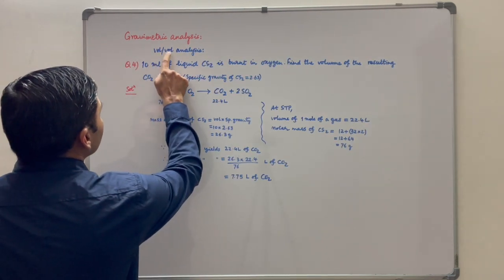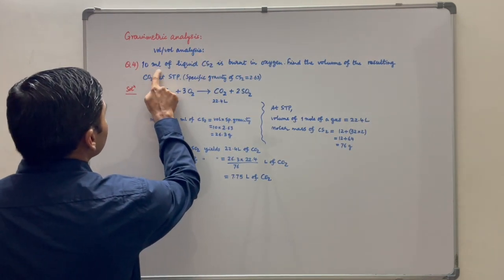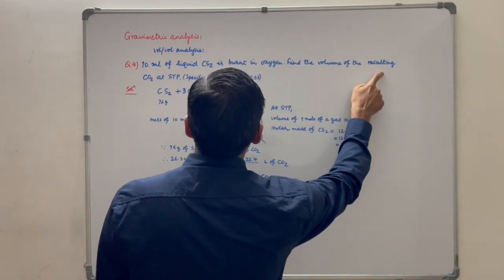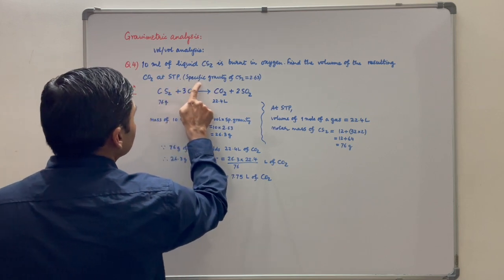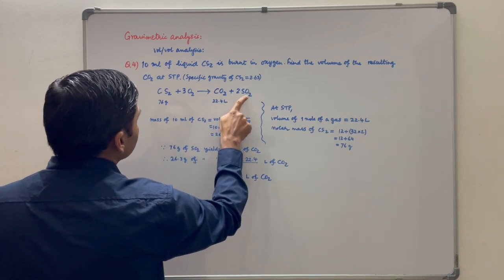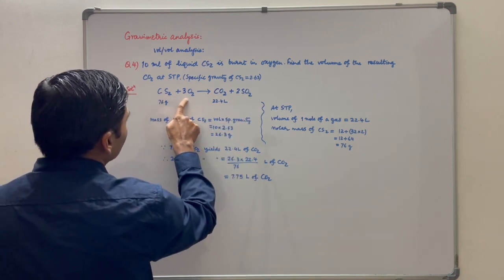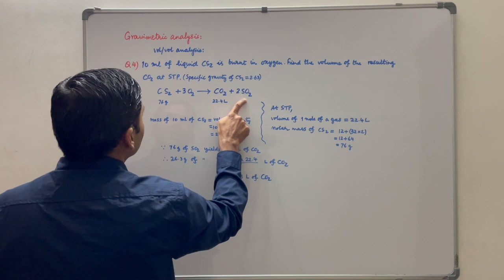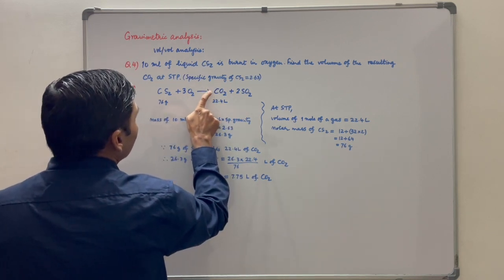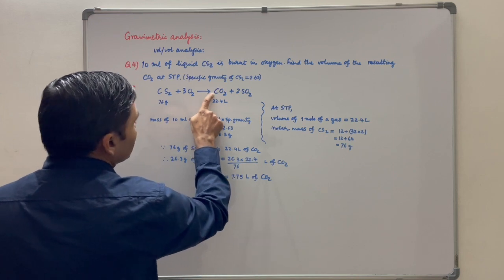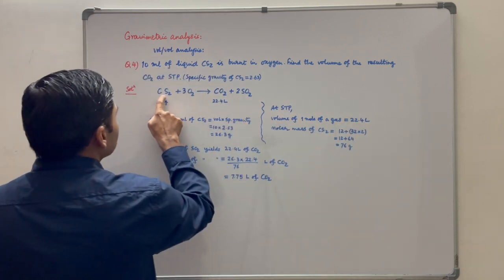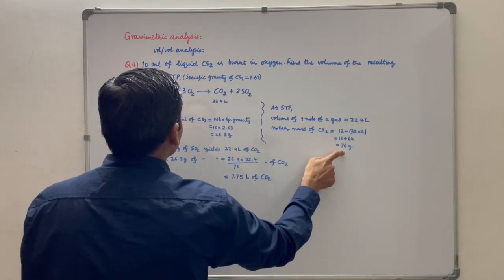Now let us see volume analysis. Question: 10 ml of liquid CS2 is burnt in oxygen. Find the volume of the resulting CO2 at STP. Specific gravity of CS2 is 2.63. The balanced chemical equation is given as CS2 plus 3O2 makes CO2 plus 2SO2. That means 1 mole of CS2 produces 1 mole of CO2. The volume of 1 mole of CO2 at STP is 22.4 liter. The molar mass of CS2 is 76 gram.